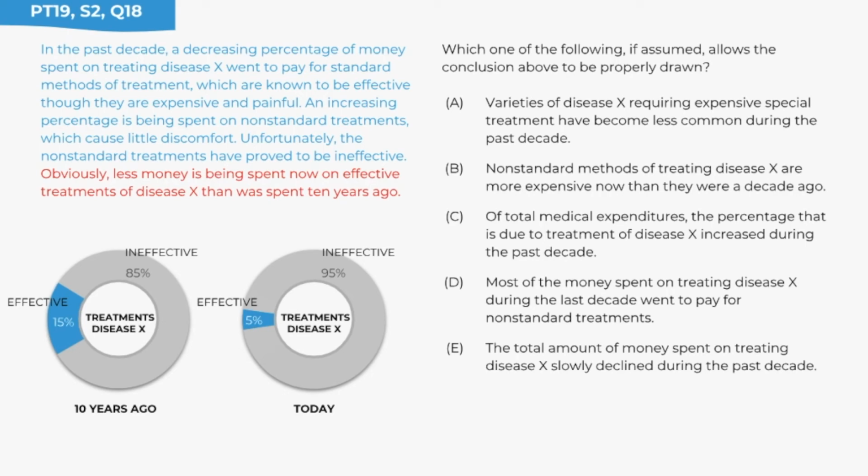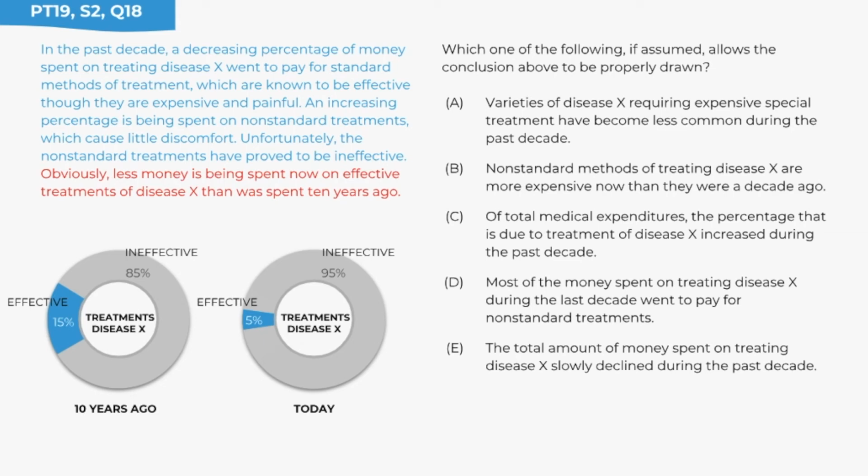If the amount of money being spent on treating disease X has remained the same, then as the percentage going towards the effective treatments declines, so will the amount. Alternatively, if the total amount being spent today on treating disease X declined, then a smaller percentage of a smaller total pie would also be a smaller amount. The only thing that could potentially cause a problem for this argument is if the amount of money being spent on treating disease X actually increased compared to 10 years ago. Then a smaller percentage of a larger amount may not actually be a smaller amount.